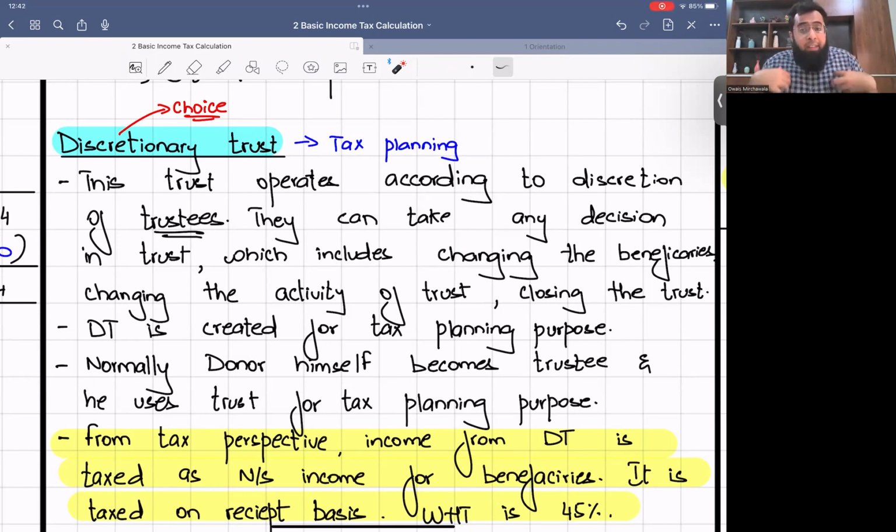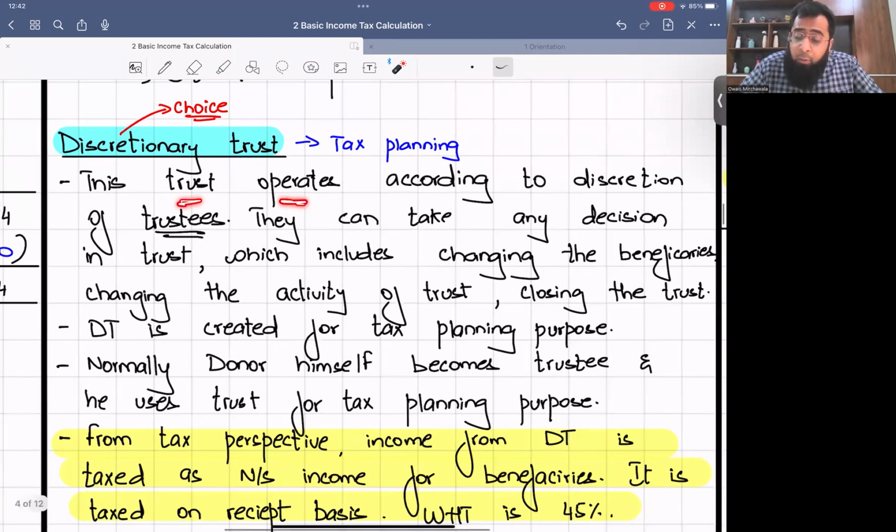What I'll do is that I will give my assets to the trust. I am the donor, and I will appoint myself as the trustee. Now, trustee will have full powers in the trust. I will manage the entire business of the trust. And since in discretionary trust, full powers are with the trustee, I will change the beneficiaries, I will add the beneficiaries, I will remove the beneficiaries, I will do the tax planning to make sure that the basic rate band and personal allowance benefits are utilized.